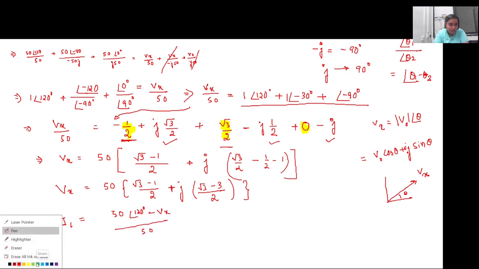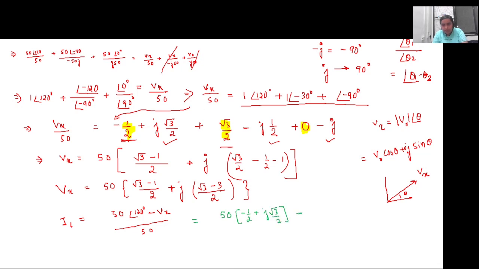So can you guys calculate this? We have now Vx, right? So we can write it as 50, then cos of 120 degree is minus half. Sine of 120 degree is root 3 by 2. And we have the value of Vx now, right? 50 into root 3 minus 1 by 2 plus j root 3 minus 3 by 2, whole by 50, right?